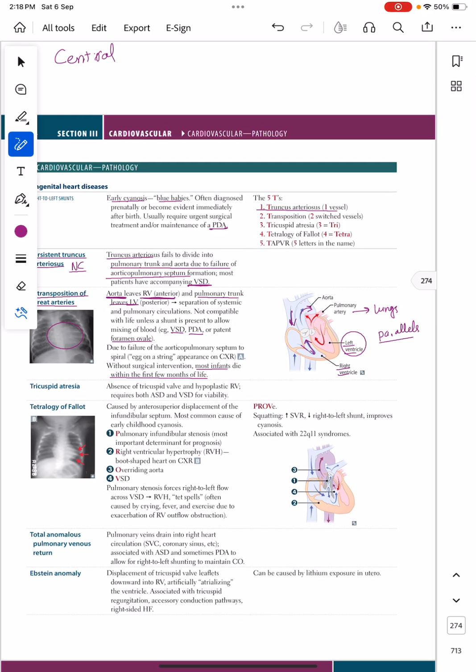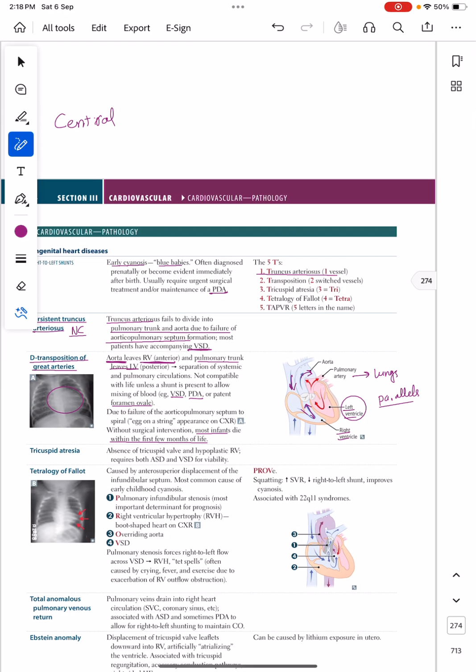The next is a rare variant called L-TGA, or congenitally corrected TGA. It is also called double switch, in which along with the aorta and the pulmonary artery exchanging their places, the left ventricle and the right ventricle also exchange their places. So it is congenitally corrected itself.